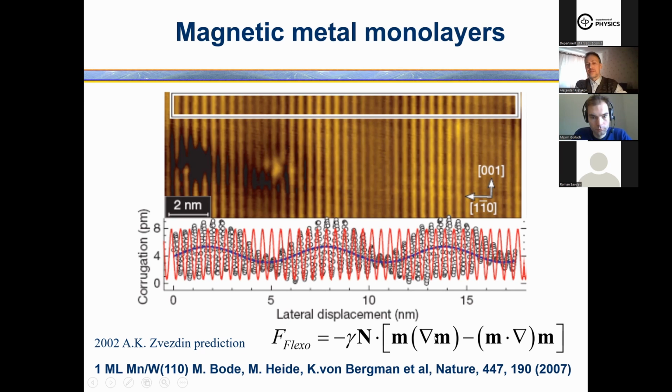A spatial derivative of the magnetic vectors. And the magnetization, again, rotates. There is a special rotation of magnetization at the surface of these magnetic monolayers. It was predicted at the beginning of the century and was observed 5 years later.